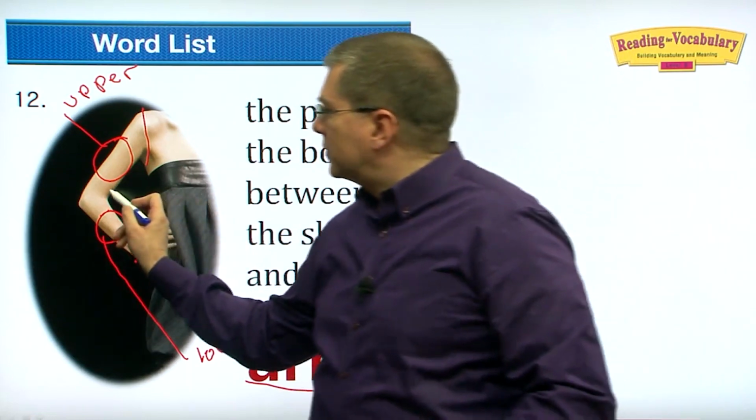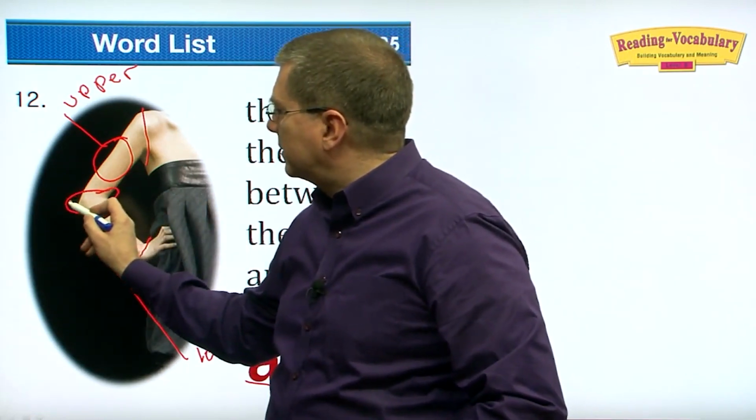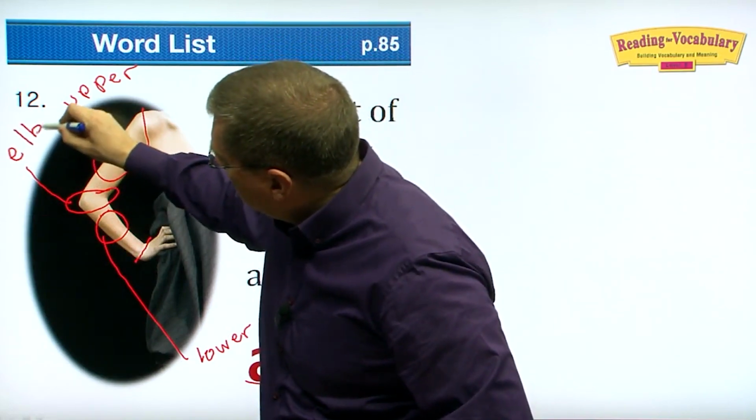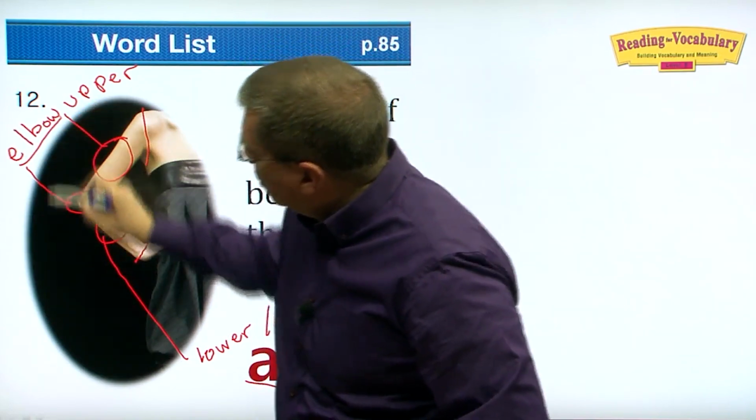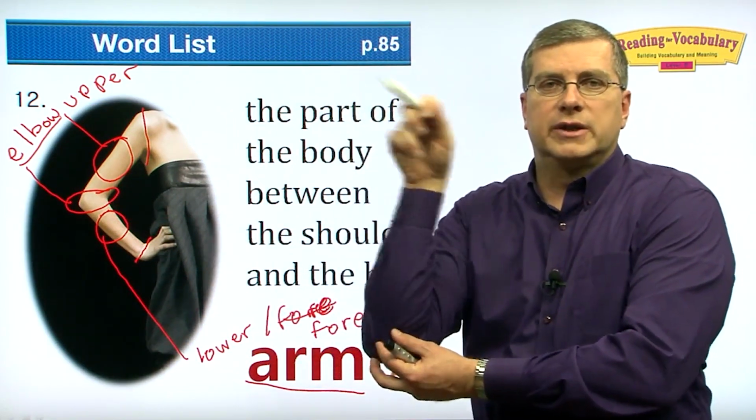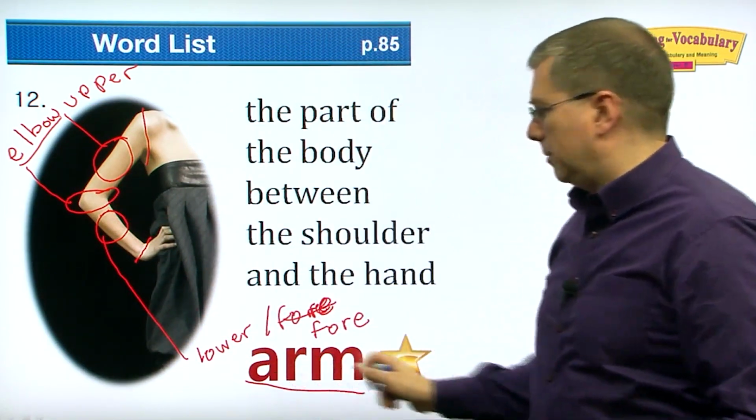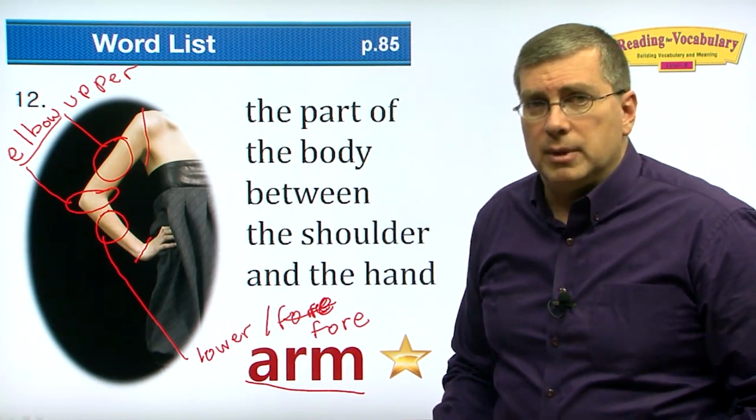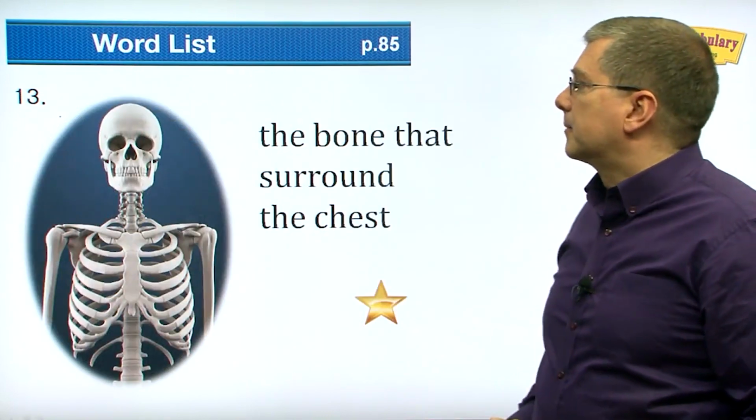And of course, those two parts are separated by what's this? It's called the elbow. Elbow. The elbow is right here, and that separates the two parts of your arm. Arm. Is arm hard to pronounce? Arm. Pretty easy. Okay, next one.